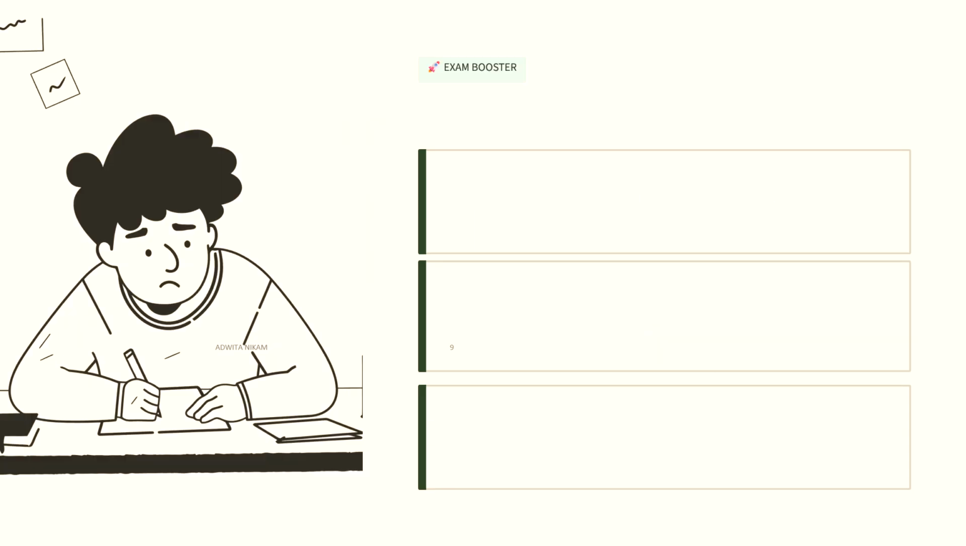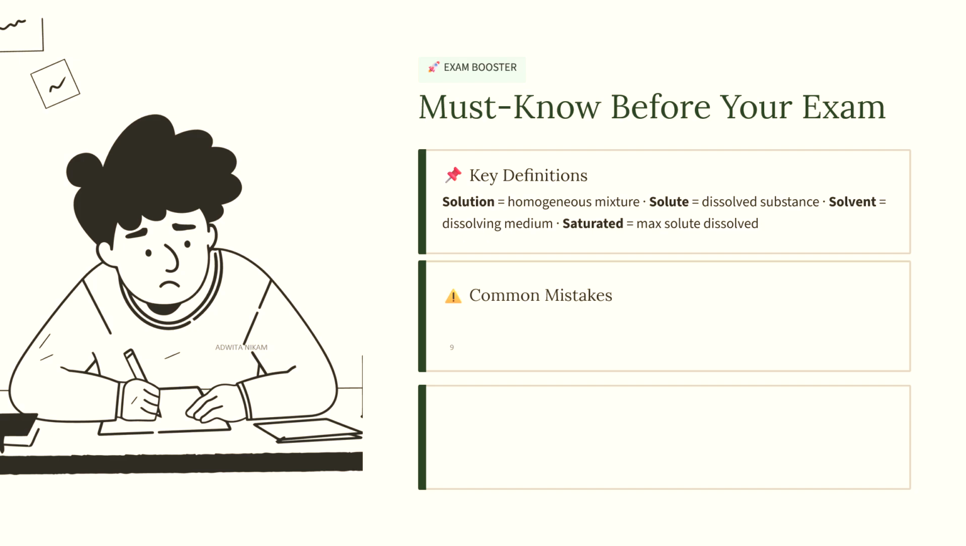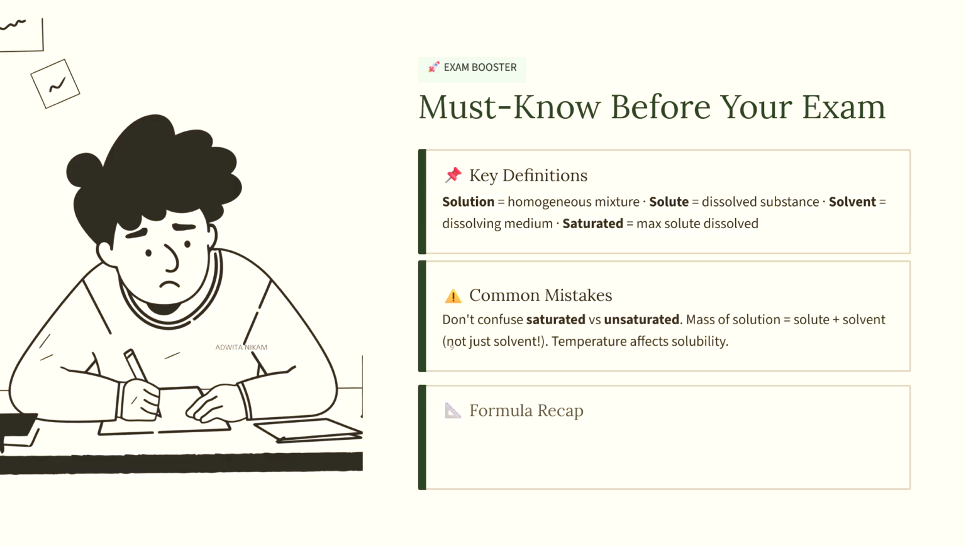Before we finish, let's quickly revise the points that students most commonly forget. A solution is a homogeneous mixture. The solute is the substance that gets dissolved. The solvent is a substance that dissolves the solute. Don't confuse concentrated with saturated. Always remember mass of solution equals mass of solute plus solvent. Students often forget this while solving numericals. Finally, the three concentration formulas before your exam.